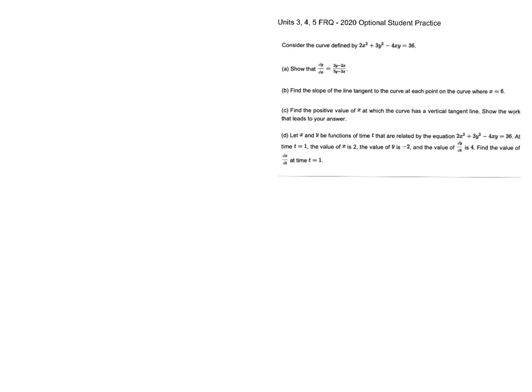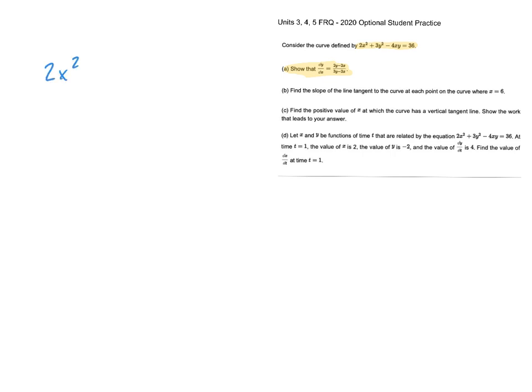I mentioned that we were given this curve, which is defined implicitly. 2x squared plus 3y squared minus 4xy equals 36. And in letter A, we're asked to show that the derivative is 2y minus 2x over 3y minus 2x. We'll do a little implicit differentiation and we'll arrive at that result, unless I make a mistake.